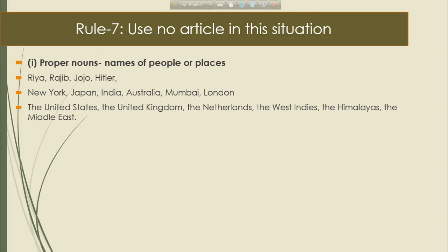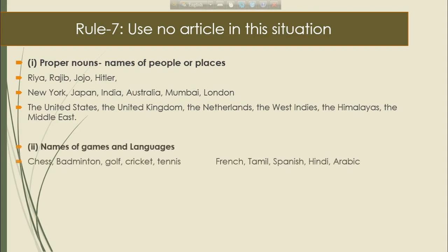In the case of common nouns, this is another thing. We don't use articles before the names of games and languages. We don't say a chess, a badminton, a golf, a cricket, a tennis, and so on. So we should not use the article before the names of games and languages.